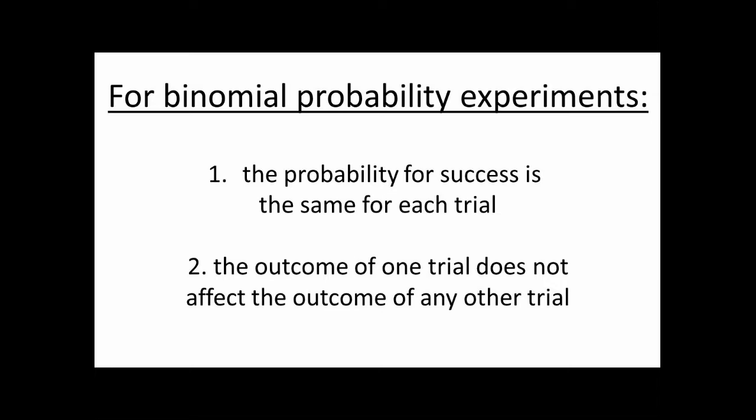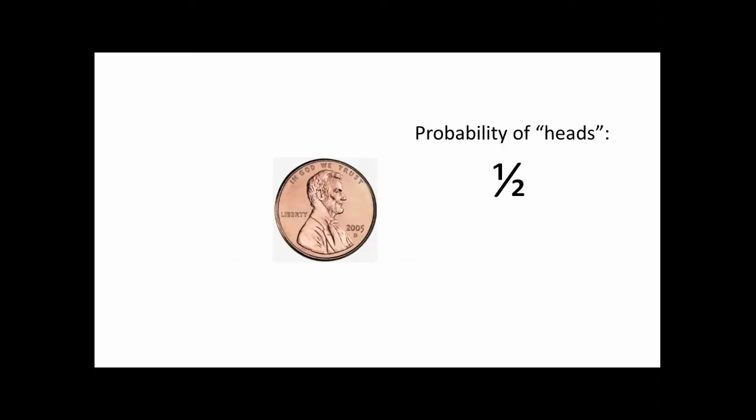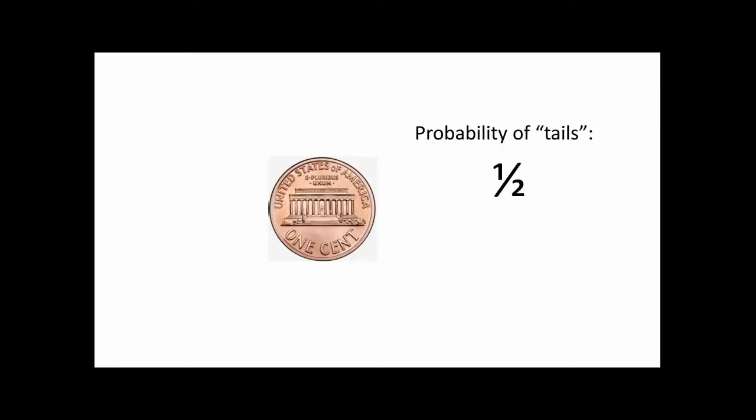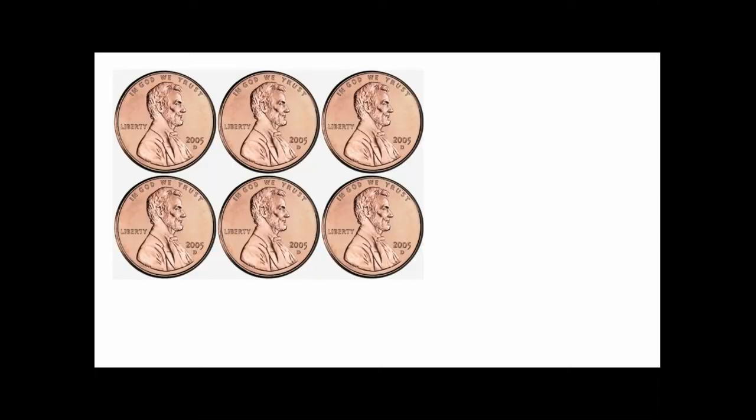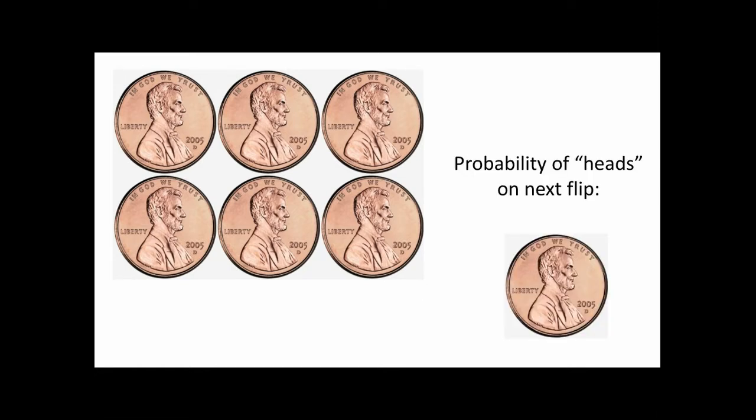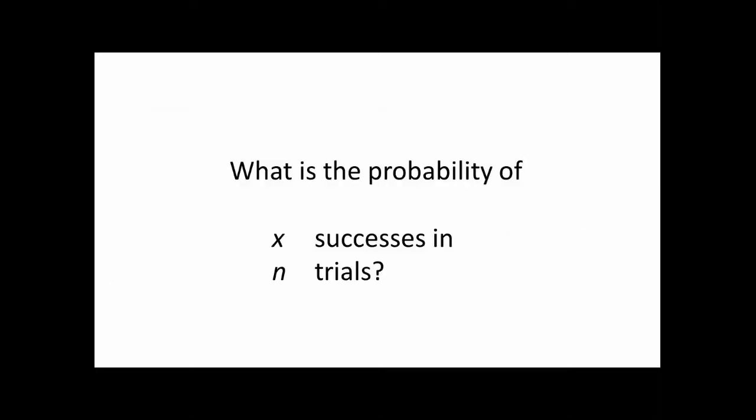For example, if we flip a coin, we get heads or tails. If I happen to flip heads 6 times in a row, what is the probability of getting heads on the next toss? It's still 1 out of 2. The coin doesn't know or care how it was flipped before. If those conditions are met, we can then calculate the probability of x successes out of n trials.